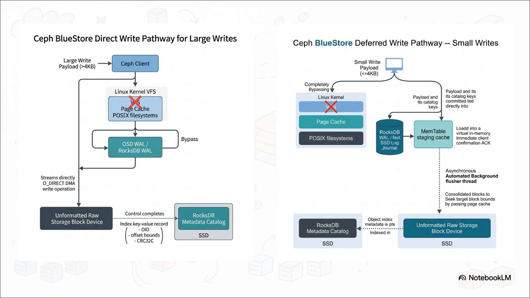That maximizes pure throughput. Conversely, for small kilobyte range writes, writing straight to disk would cause massive performance drops. So instead, the deferred path packages these tiny payloads and commits them instantly to a high-speed RocksDB write-ahead log on a flash SSD. A background thread later consolidates and flushes them cleanly. It's this perfect dual-engine design, optimizing both bandwidth and IOPS at the same time.